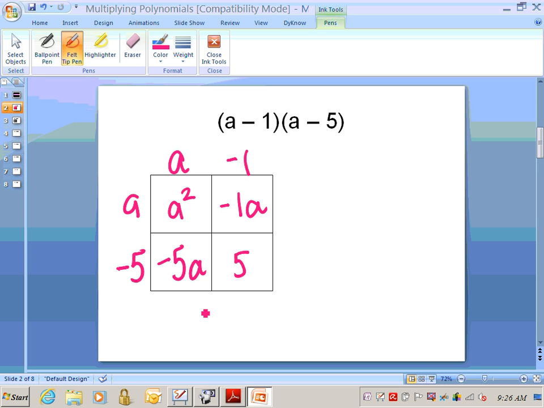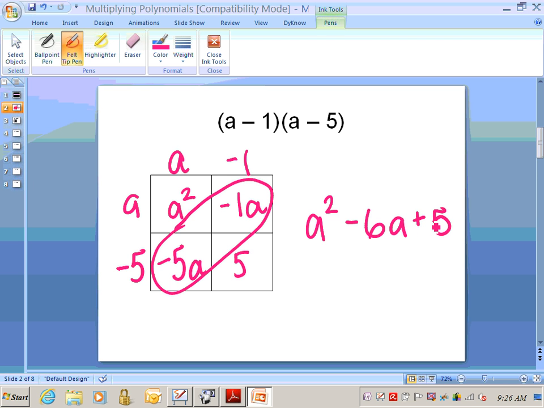Okay, so now what do I do? Which terms are alike? Combine like terms. Negative 5a and negative 1a. So my final answer would be? Very good. A squared minus 6a plus 5.